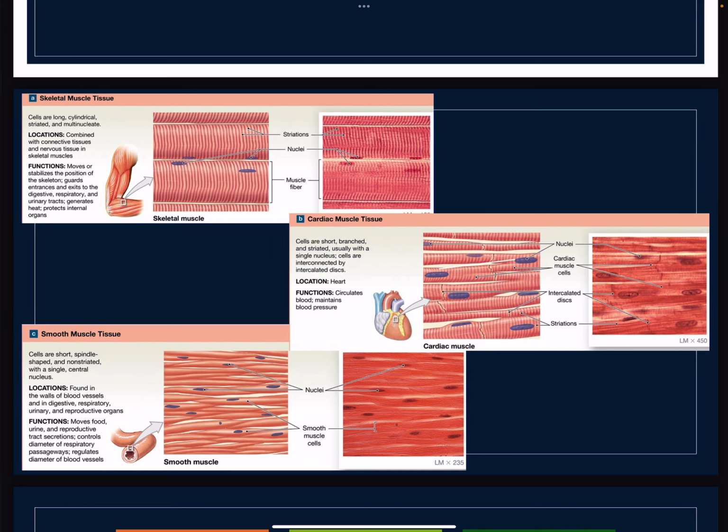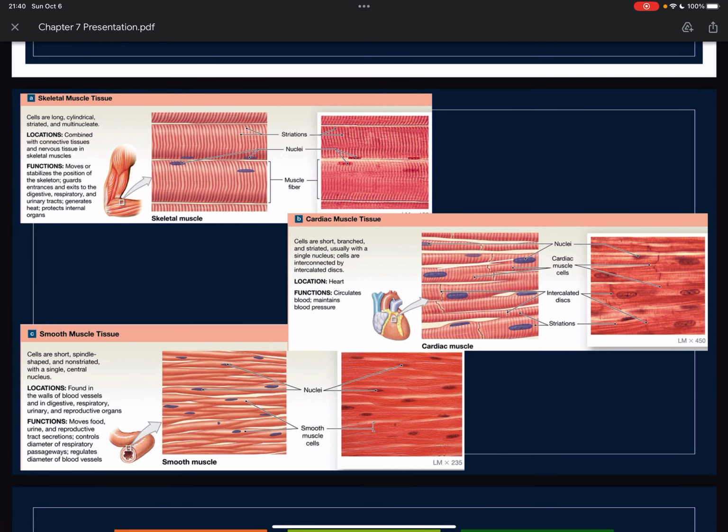And if we look right here, it's more cylindrical. You can really see the striations. You can see the multiple nuclei, and you can see the muscle fibers.